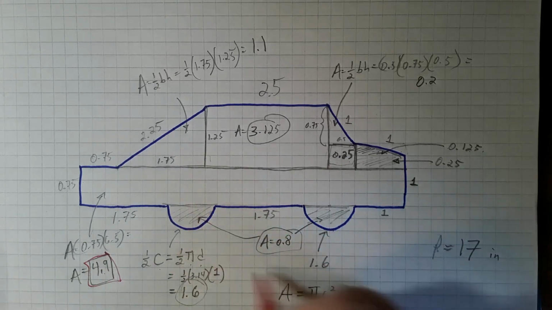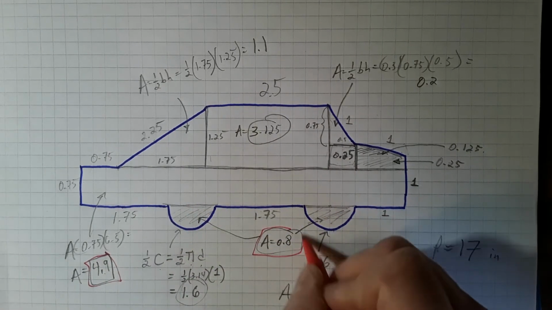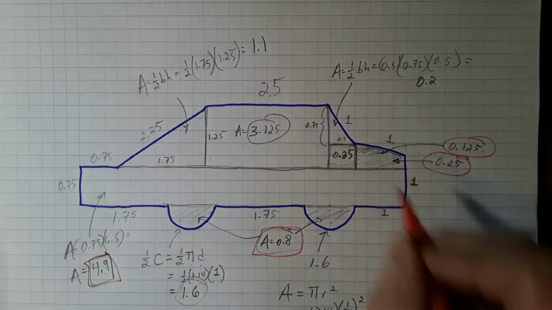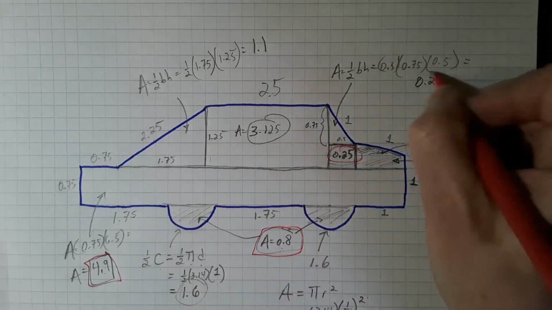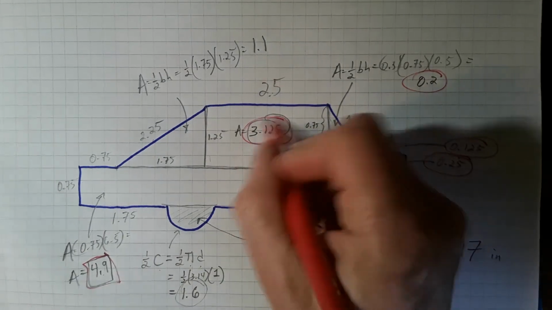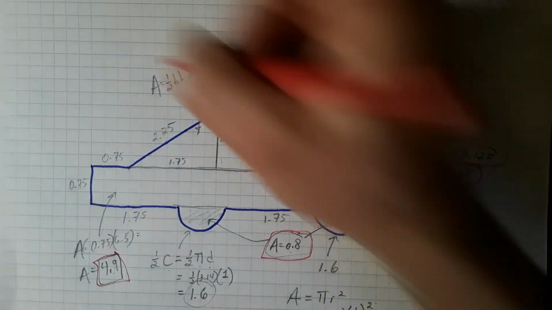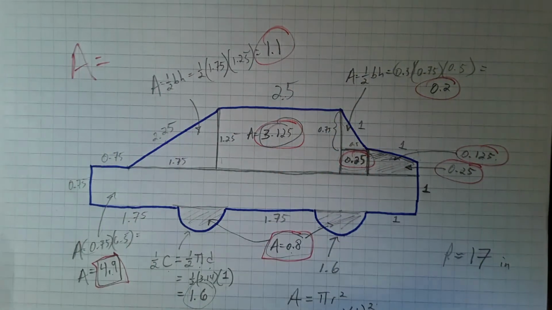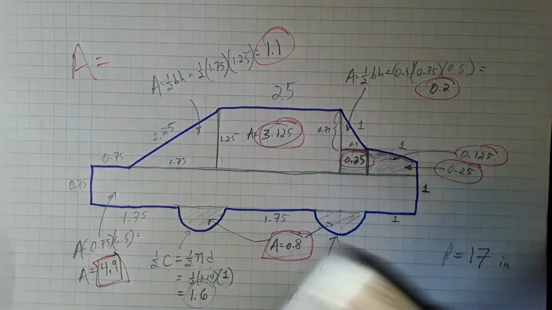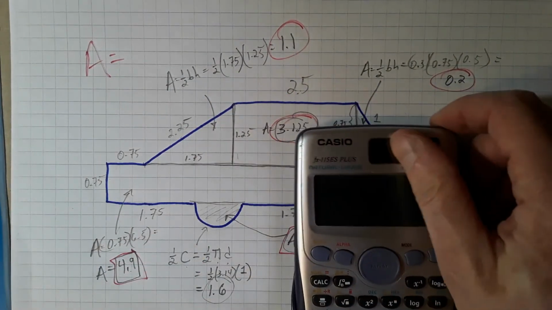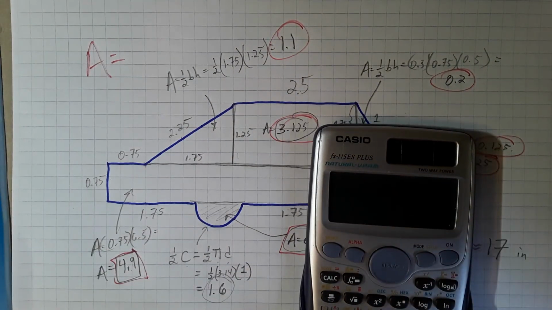4.9. The area of the circle, the tires, 0.8. We have this, this, this, this, this, and this. And we need to add them all up. Area equals. I think we're going to be more than 10. Let's add them all up.